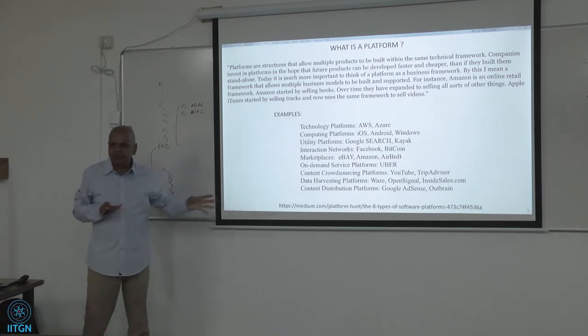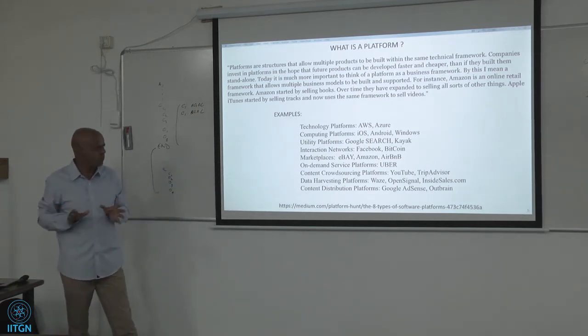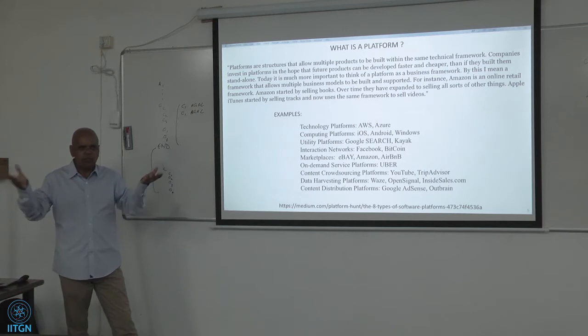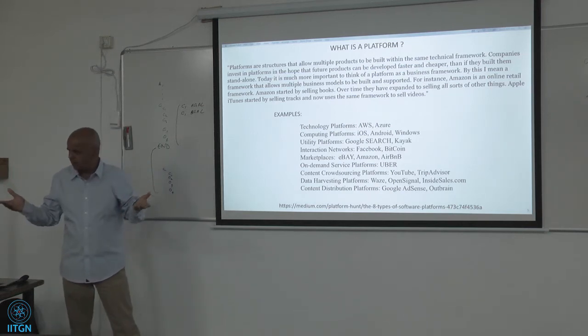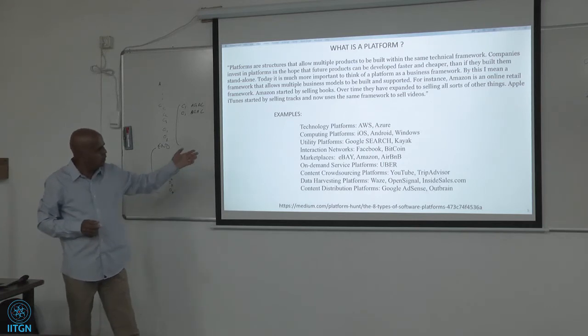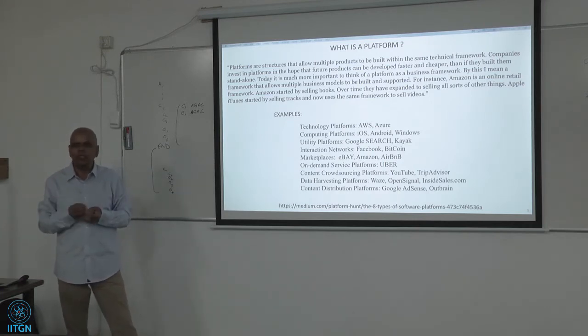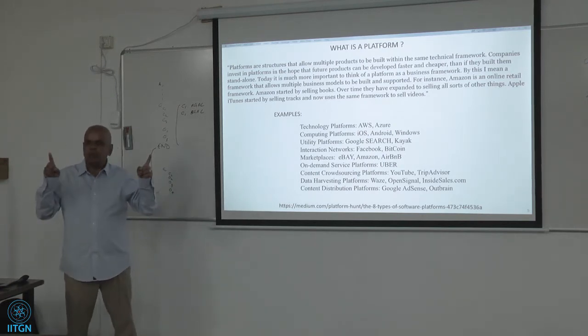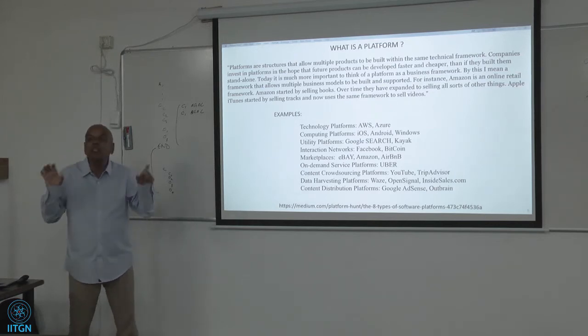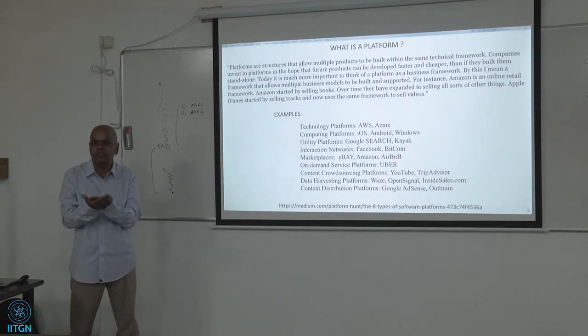I've given examples here. Let's take some of the examples, not all of them. There are technology platforms, for example AWS. I assume all of you have heard what AWS is, Amazon Web Services, right? Azure, I'm sure you know that as well. Google has its own stuff. Computing platforms, I mentioned earlier: iOS, Android, Windows. They are not technology platforms, they are classified as computing platforms. They're very close to the hardware side.